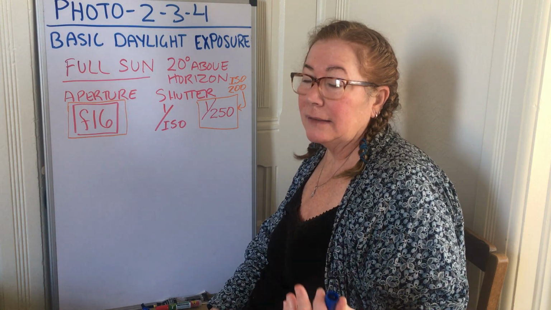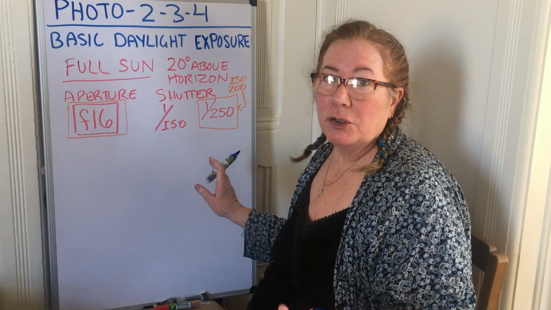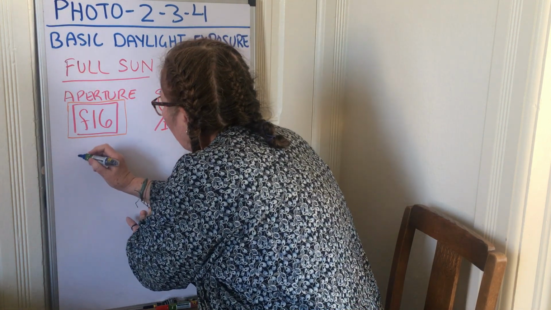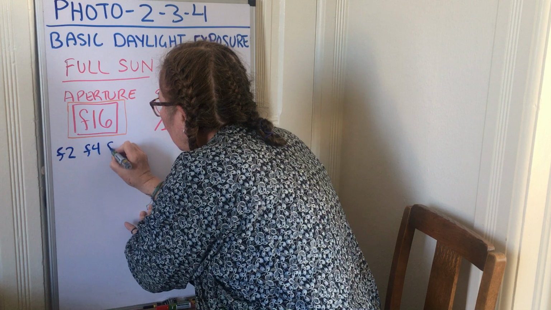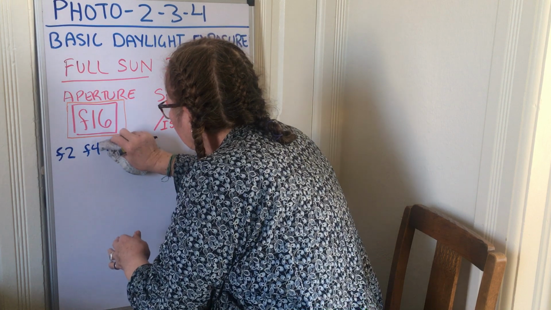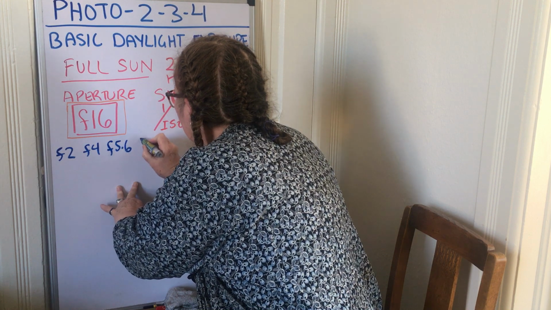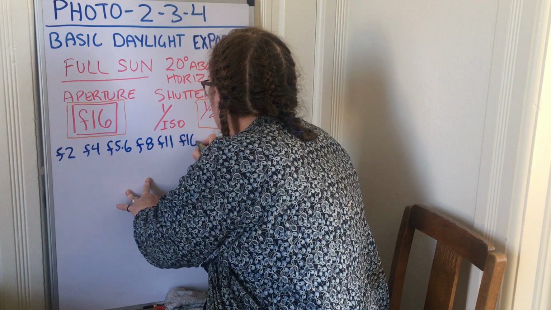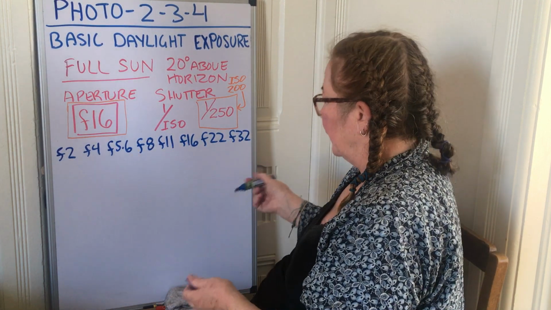Let's say you want a slow shutter speed because you want to show some motion blur, or you want a fast shutter speed because you want to freeze motion, right? So in that case, let's write up some apertures. We'll go F2, F2.8, F4, F5.6, F8, F11, F16, F22, and F32. Okay, so those are your apertures.